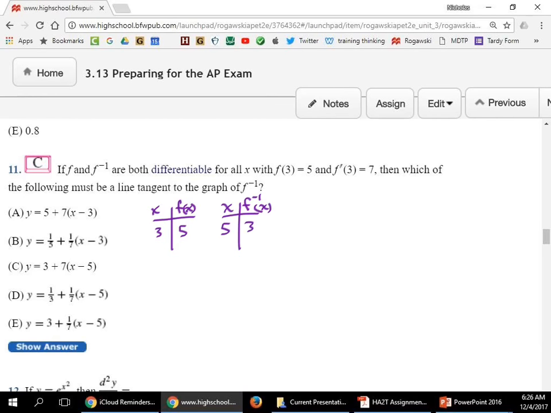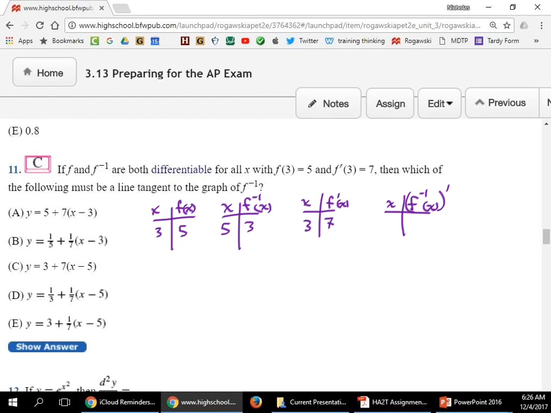If we have f inverse, that means the x and the y are flipped. And then we have a table for f prime, which we don't really need, but I'm writing it anyways. So when we plug in 3, we get 7. All right, now maybe you might think that f inverse prime would just be this switched. Wrong. Don't do that. You can't do that.